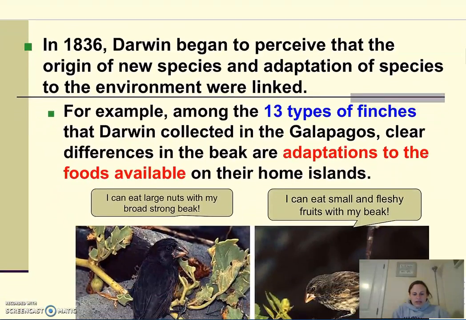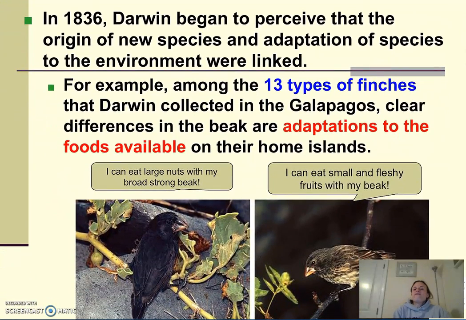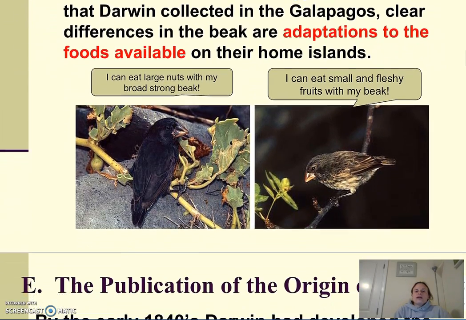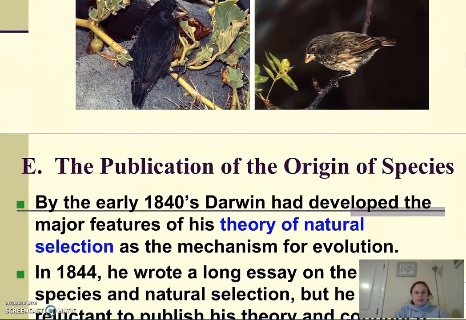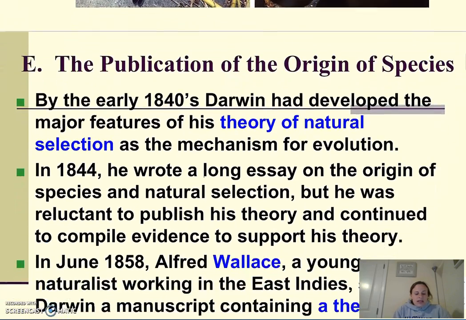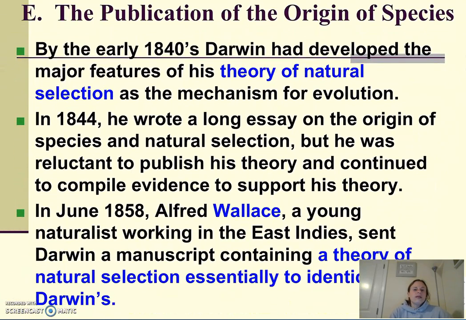So Darwin really focused in on finches. He observed 13 different types of finches with different beaks. And he proposed the idea that these different beaks developed as adaptations based on the food that was available on their specific island. So by the early 1840s, Darwin had developed the major features of his theory of natural selection.